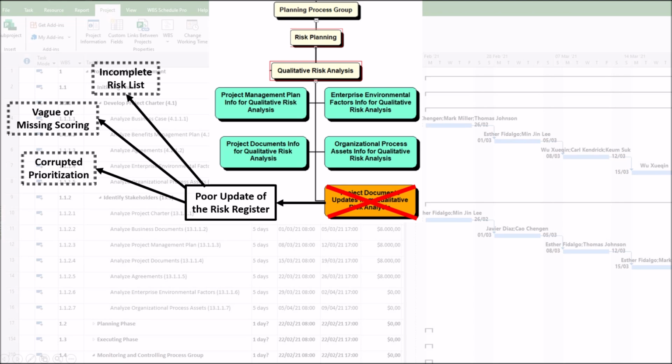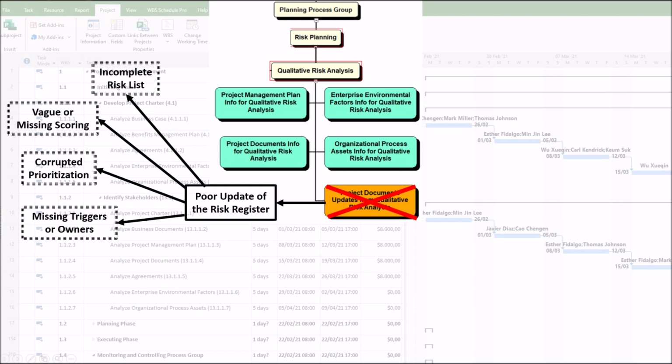Third, corrupted prioritization. The output becomes a flat, useless list. The team may spend time analyzing a high risk that is actually low probability or far away, while a truly critical risk remains mislabeled.